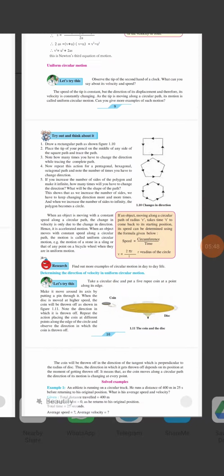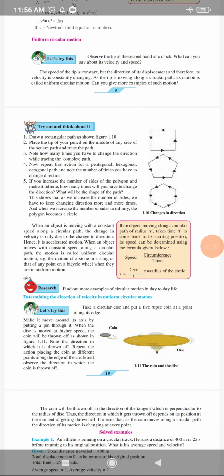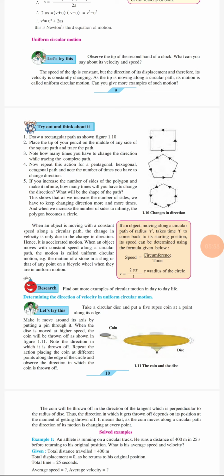Now, determining the direction of the velocity in uniform circular motion. Just look at an example, the coin and the disc. You know very well, a circular disc is there and you put a 5 rupee coin on it. Once the disc is rotating, what you will observe is that the coin will slide slowly and then go totally out of the disc. That is an example of uniform circular motion.